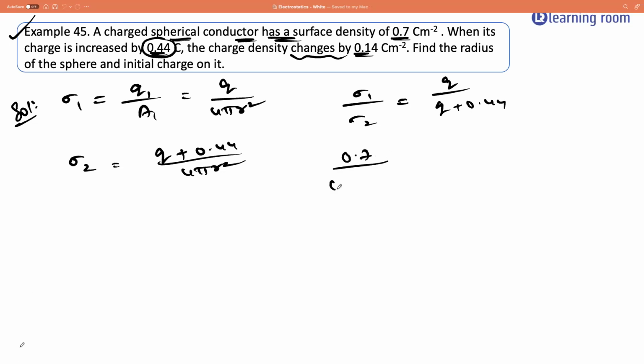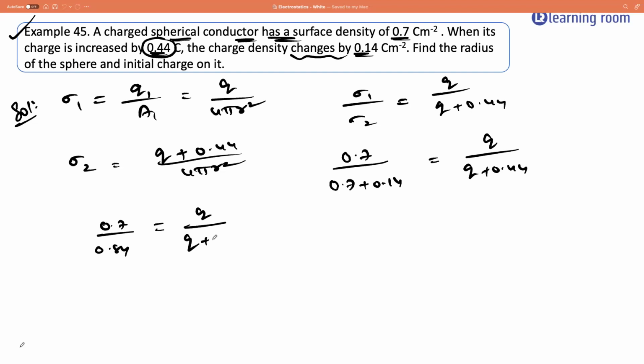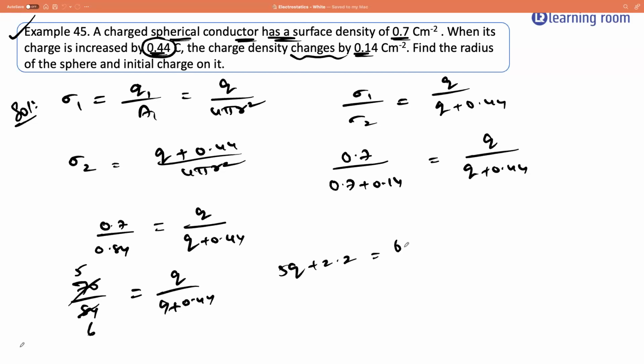0.7 divided by, what is going to be the new value? 0.7 plus 0.14 is equal to Q divided by Q plus 0.44. So 0.7 divided by 0.84 is equal to Q divided by Q plus 0.44. Can I write it as 70 by 84 is equal to Q by Q plus 0.44? So this will go 5 times, this will go 6 times. So 5Q plus 2.2 is equal to 6Q. Now we got it. Now Q is equal to 2.2 Coulomb.